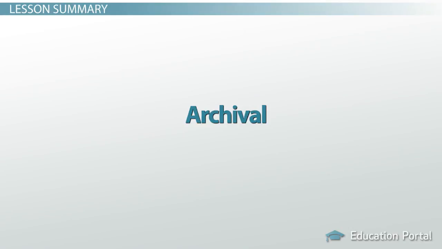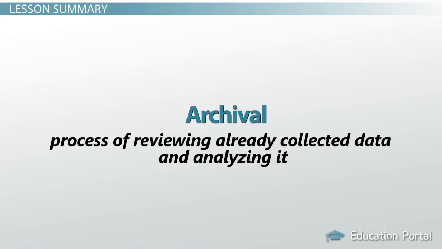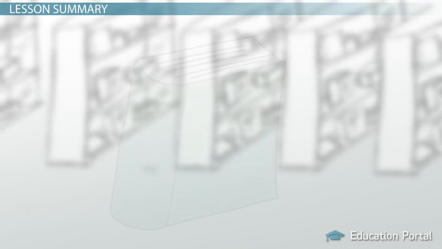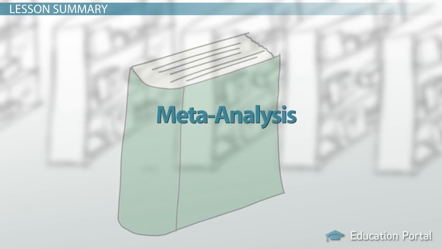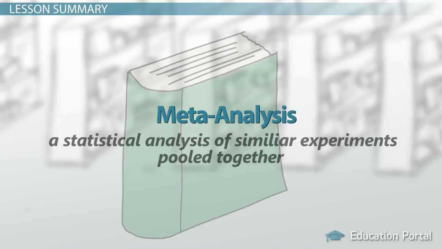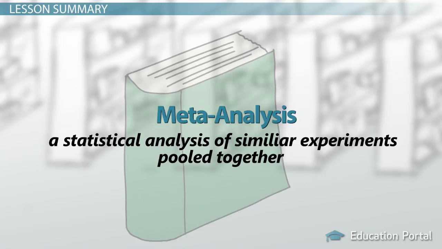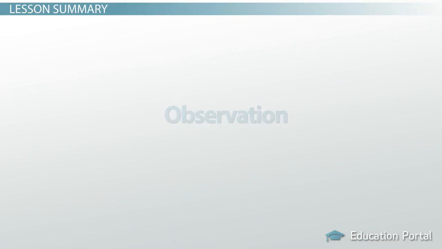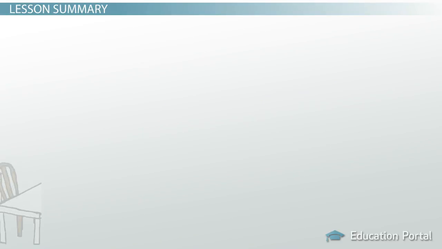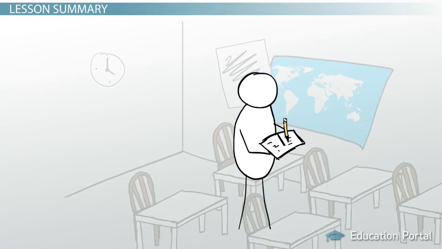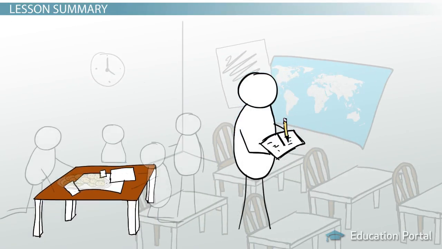Archival studies, defined as a process of reviewing already collected data and analyzing it, is a good choice when you have research you can already use. Another type of archival study is meta-analysis, defined as a statistical analysis of similar experiments pooled together. Lastly, there is observation, defined as viewing and recording ongoing behaviors in a naturalistic setting, and would be appropriate when you have subjects to study in their natural environment.